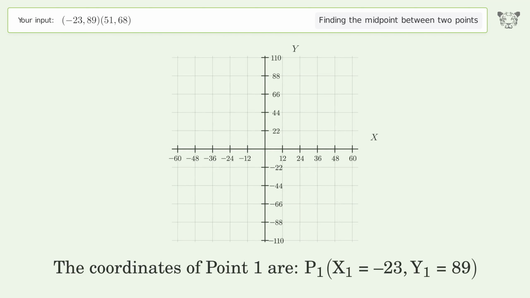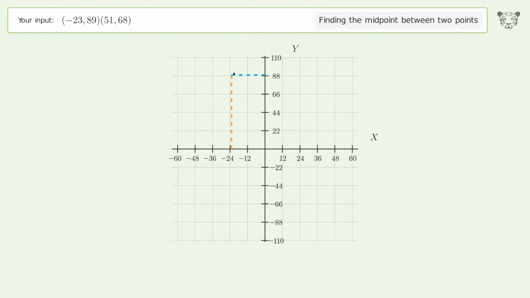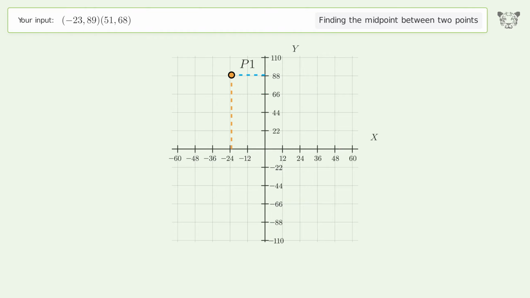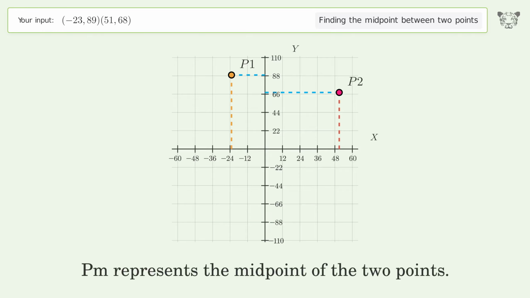The coordinates of point 1 are x1 equals -23, y1 equals 89. The coordinates of point 2 are x2 equals 51, y2 equals 68. PM represents the midpoint of the 2 points.